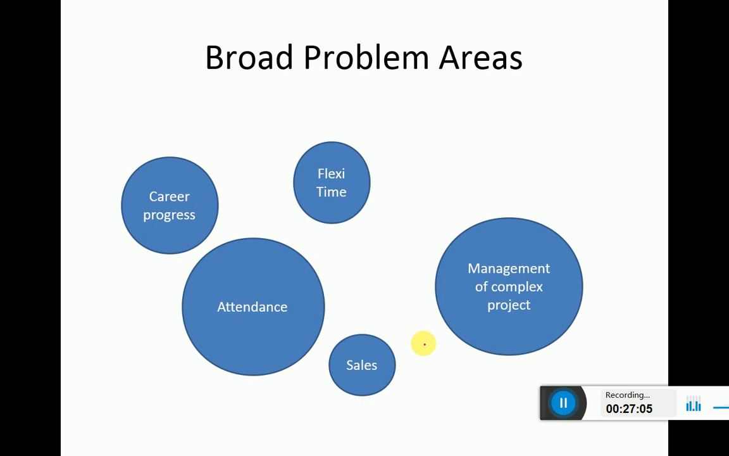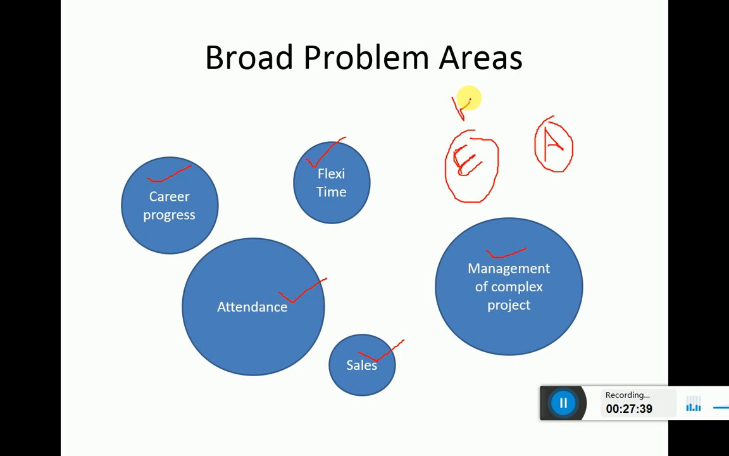Now, these are also broad problem area concepts. For example, in the book, career progress is a broad problem area. Flex time is a broad problem area. Attendance, again, is a broad problem issue. Sales, the management of complex projects, are broad problem areas. As I told you, my interest is to study the economy. Economy again is a broad problem area. My interest is to study advertisement. Advertisement again is a broad problem area. I want to study human resource management. Human resource management, again, is a broad problem area.